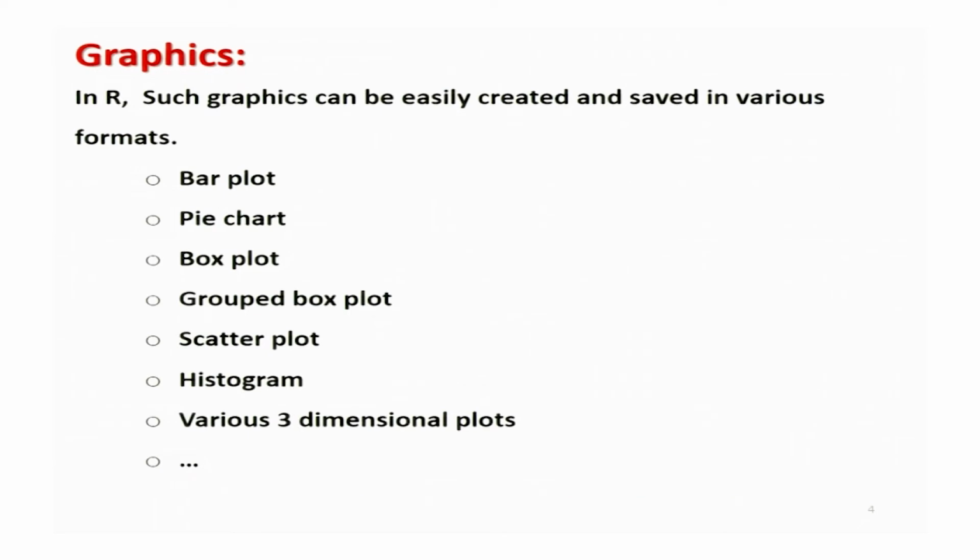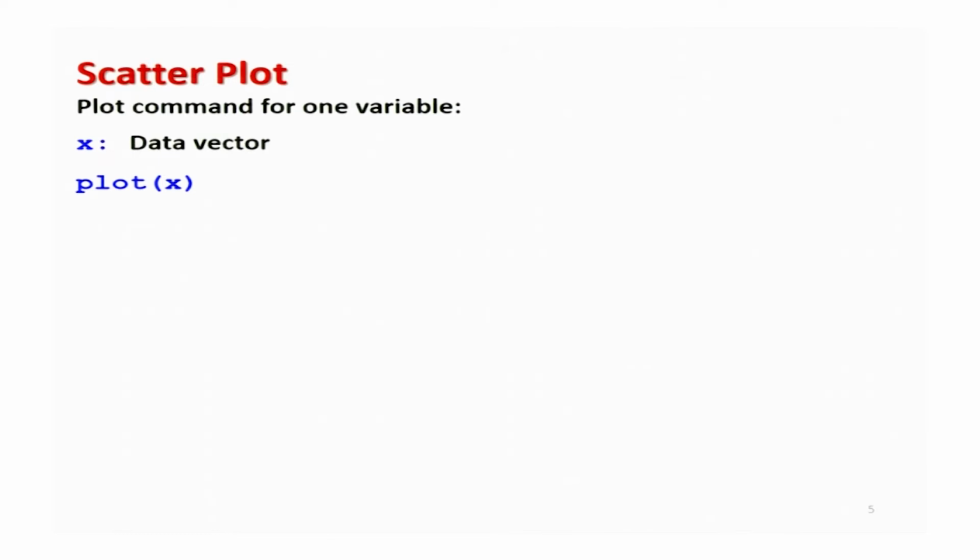So now the question here is: in R, these types of graphics can be created. Actually there is a long list, but some of the popular graphics which you have already learned in the past are bar plot, pie chart, box plot, group box plot, scatter plot, histogram, and various types of 3-dimensional plots. There is a very long list, I will say again. But anyway, we are trying to learn here how these things can be done, and I will take some selected commands and show you how to create the graphics.